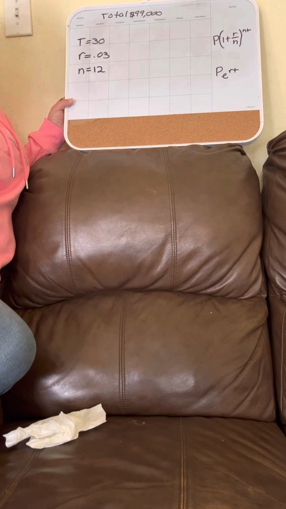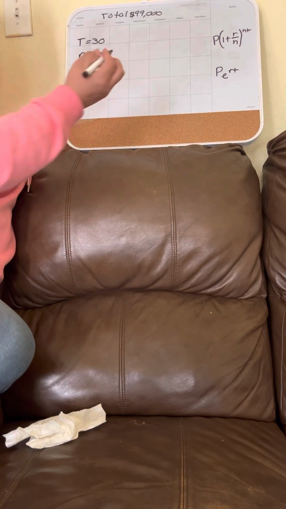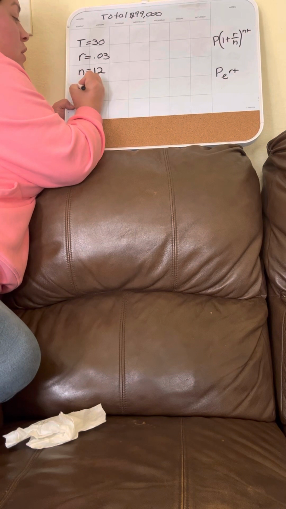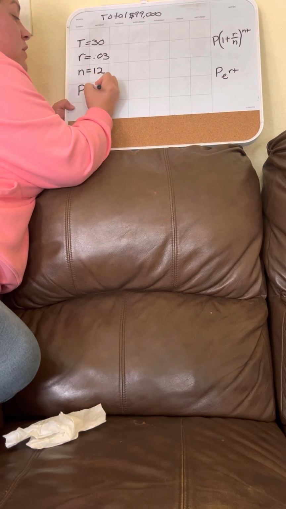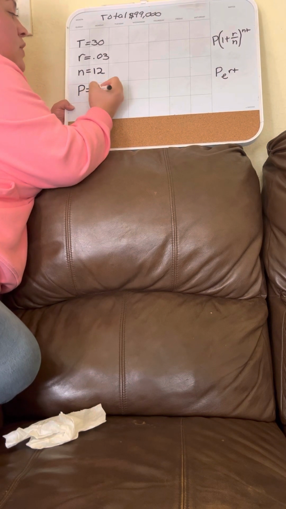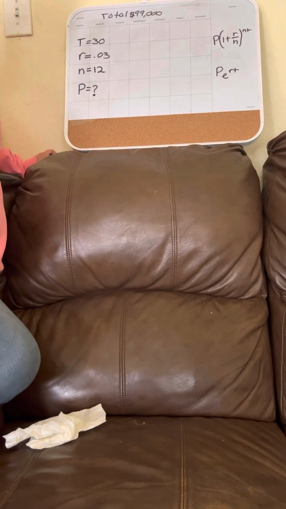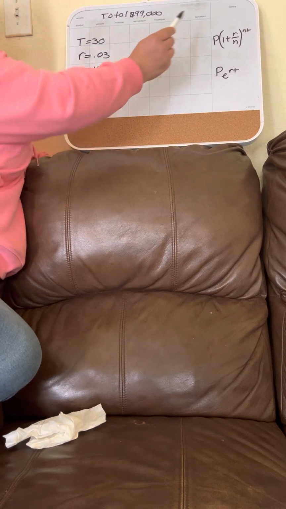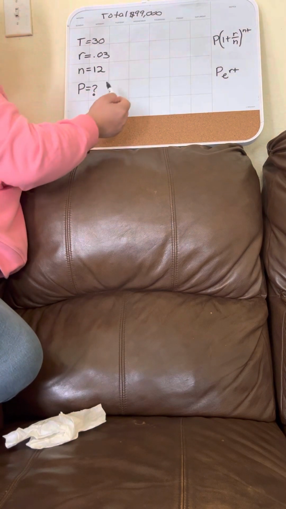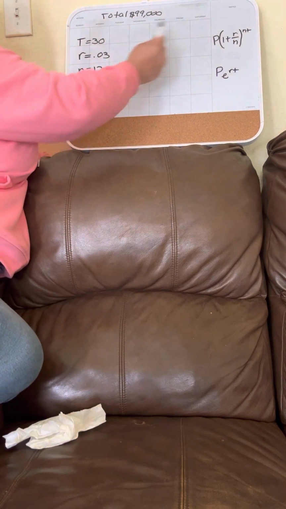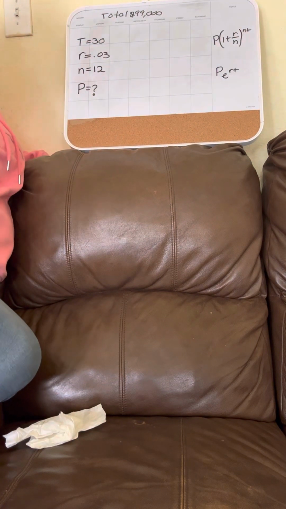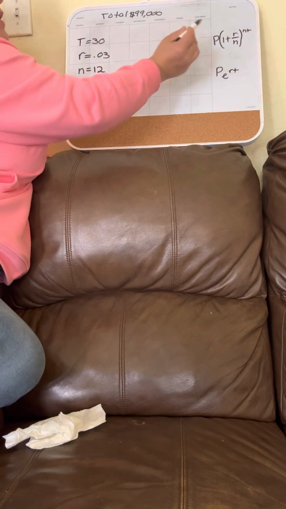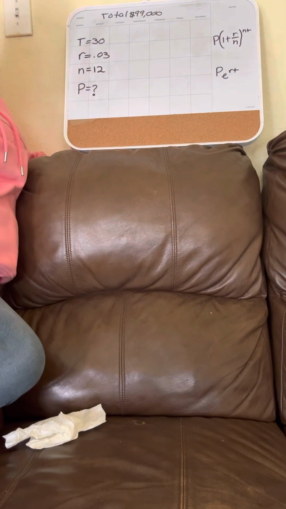So then the question is asking, what is the principal? So the principal is what we're solving for. We don't know the principal. But since we're solving for P, and we have the R, we have the N, and we have the T, we have all the information to use this formula here. So let's go ahead and plug it in.